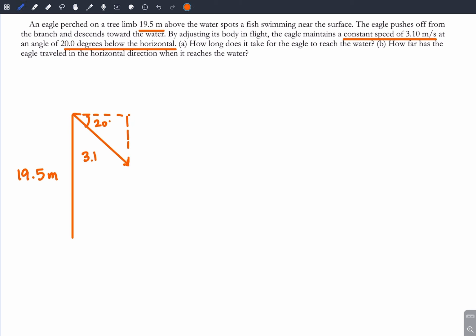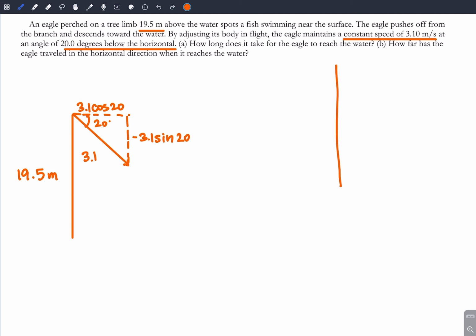All right, now if we were to write the components of the speed, this would be 3.1 cosine 20, and then I'm just going to do 3.1 sine 20 with the negative, because my frame of reference is up is positive. Therefore, if it's below the horizontal and the eagle is going down, then I'm just going to put a negative right here. But you can always choose to leave it positive, okay?